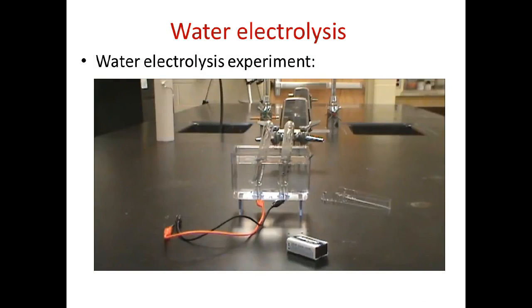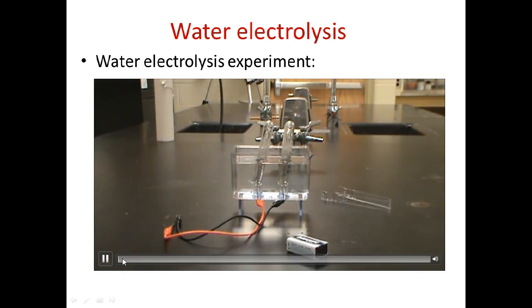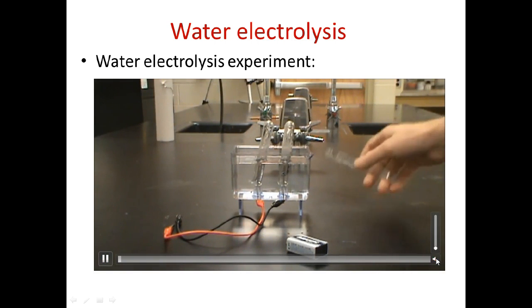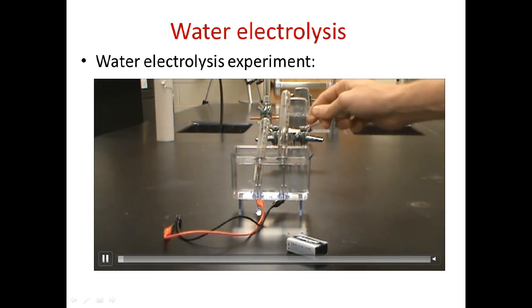Okay? Water electrolysis. Water electrolysis means to split water molecules into their main elements, which are hydrogen and oxygen. To know how we can do water electrolysis, let's watch the following video in which we will use electricity to do water electrolysis.